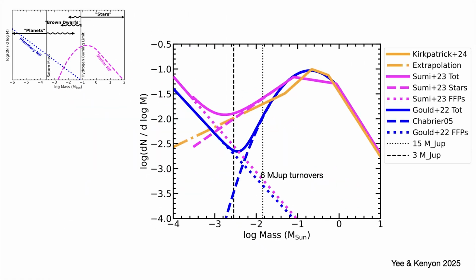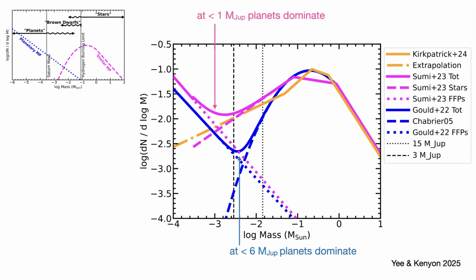So here's the summary plot from their paper. It has the SUMI result that we saw yesterday on here, and the blue is the Gould result. Let's just take a look at the features here. In the SUMI result, less than 1 Jupiter mass planets dominate over the stellar mass function. It matches the Kirkpatrick 20 parsec local census up in this region here.